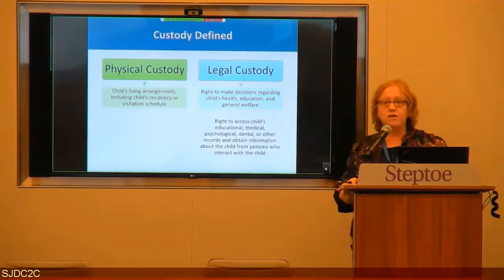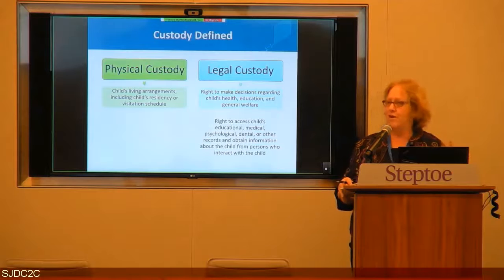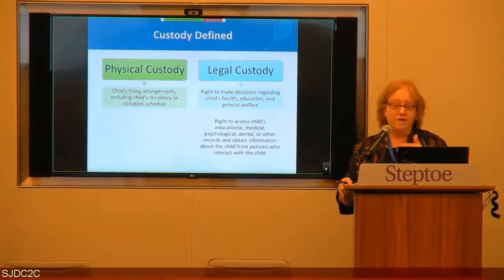What's on the slide now is the basic analysis. This is essentially the statutory definition of custody. It is statutory, and this is the heart of it. There really isn't anything else other than these words that are meaningful. Custody in DC is divided into two parts. One is physical, the other is legal. Physical custody is defined as the child's living arrangements, including residency and visitation.